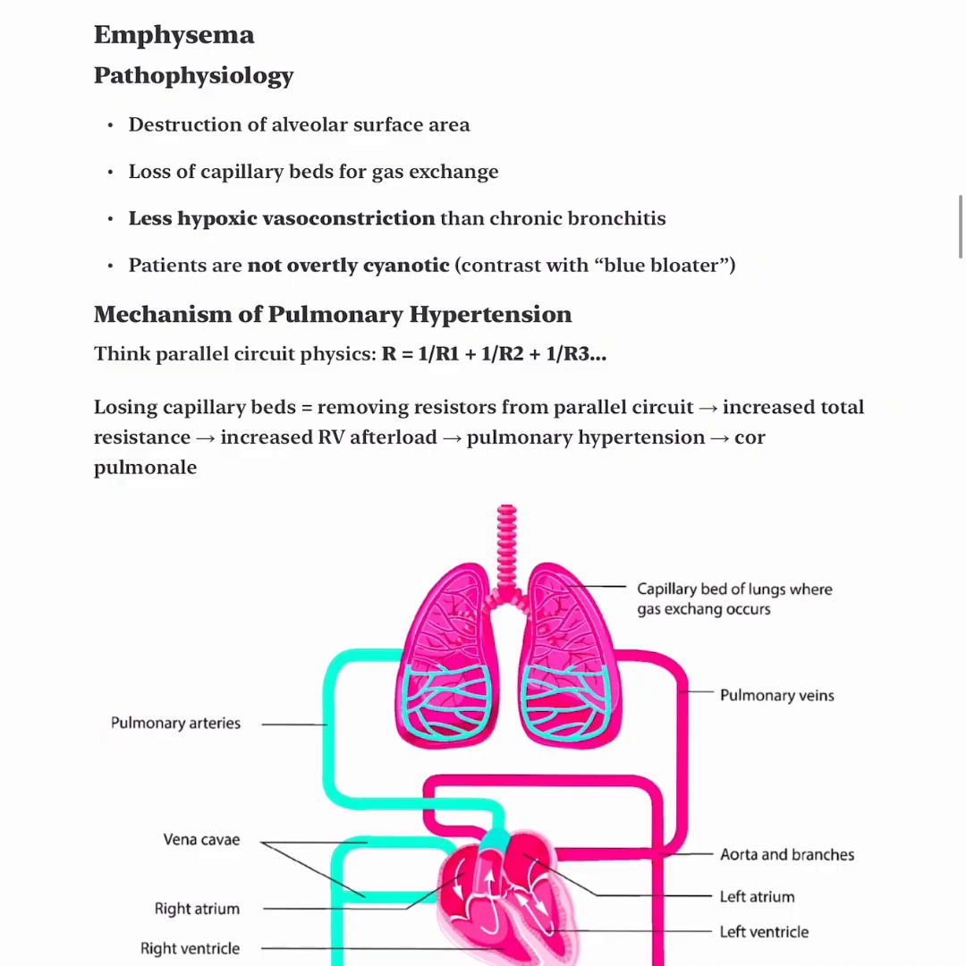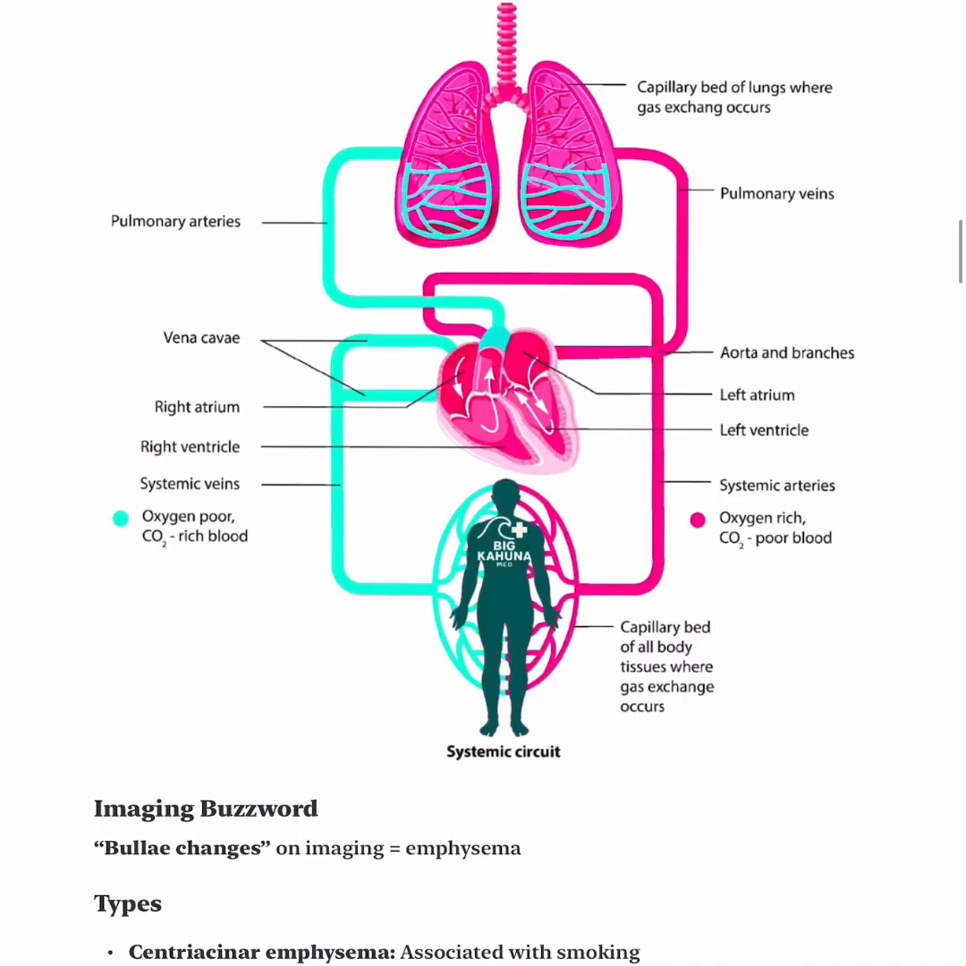As far as the pulmonary hypertensive mechanism, we have to be thinking about a parallel circuit from physics, where you have 1/R = 1/R1 + 1/R2 + 1/R3 and so forth. Losing capillary beds means removing resistors from that parallel circuit. Therefore, you'll have increased total resistance. This increased total resistance will result in increased right ventricular afterload. This in turn results in pulmonary hypertension and in turn cor pulmonale. Here we have a nice little diagram showing you the circuit.